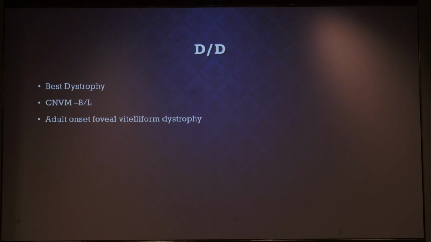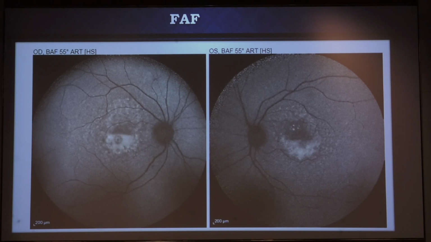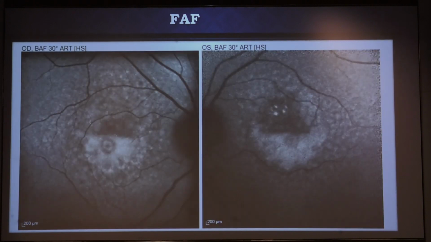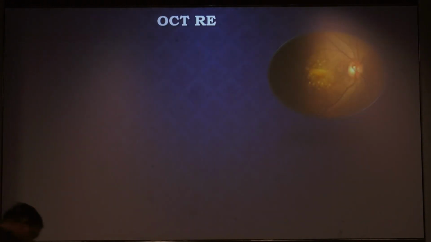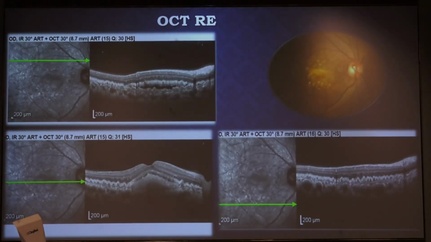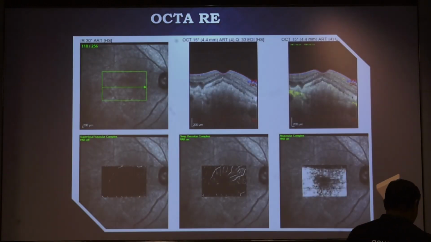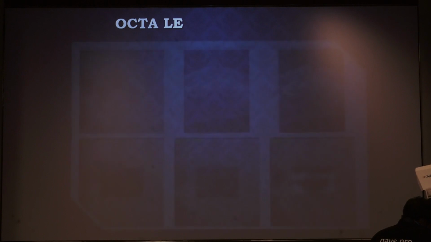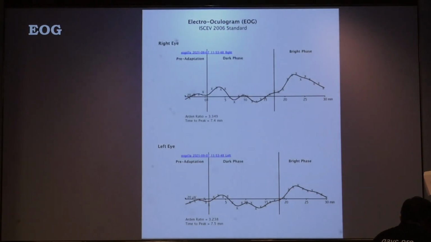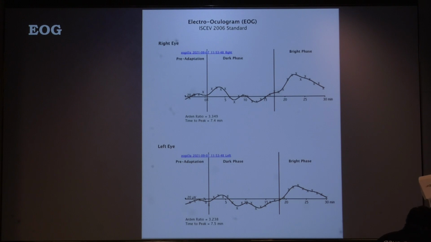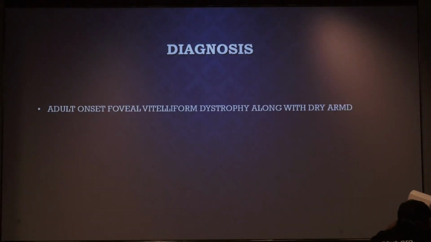On the basis of this, a differential diagnosis of Best dystrophy with bilateral CNVM or adult onset foveal vitelliform dystrophy was made, and the patient was further investigated with fundus autofluorescence. As we can see here, there was hyperautofluorescence, and OCT in the various sections shows cavitation along with subretinal hyperreflective material with drusenoid PEDs. Similar features were seen in the left eye. OCTA was done in both eyes, which did not show any presence of network, so CNVM was ruled out. The EOG showed a normal Arden ratio, so Best disease was ruled out. So the diagnosis of adult onset foveal vitelliform dystrophy along with dry AMD features was made.